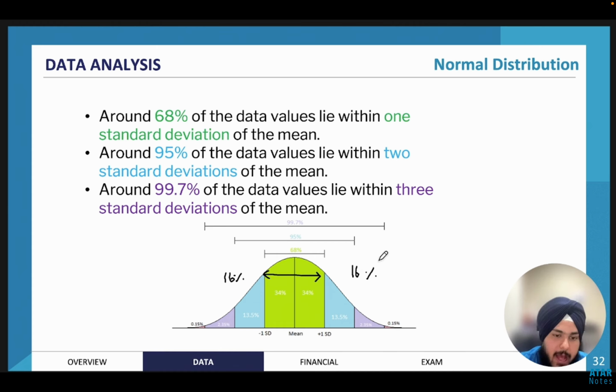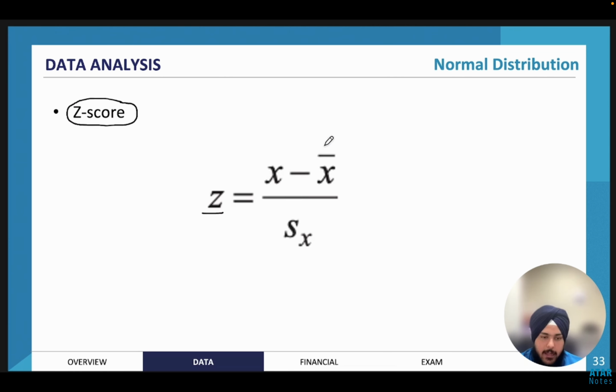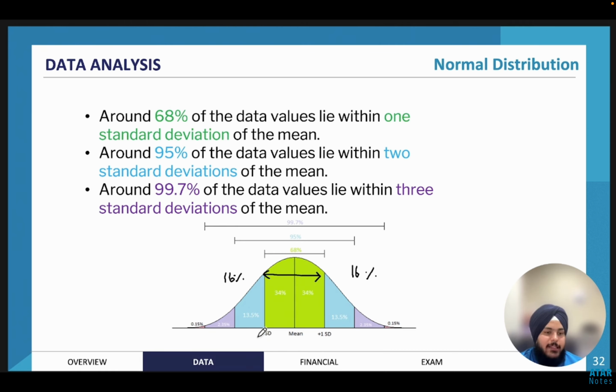So now that we have determined how much is 16%, what does this graph say? It says that 16% of the females are more than 160 centimeters tall. So in this case, now that we've determined we have 16%, we know that 160 centimeters should be here. So it's one standard deviation above the mean. Well, we don't know what the mean is yet.